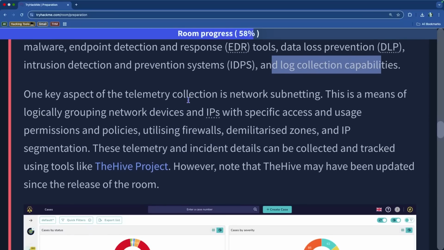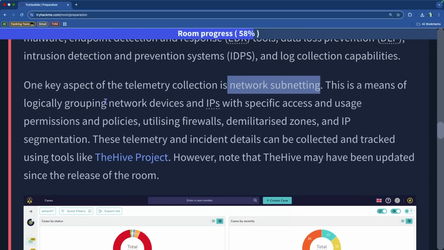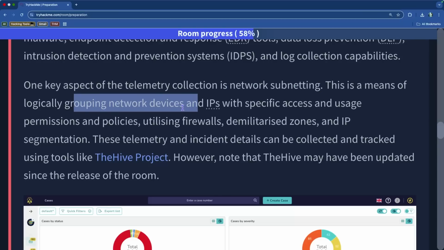And one aspect of this telemetry collection is network subnetting. This means logically grouping the network devices and the IP addresses with specific access and usage permissions and policies, utilizing firewalls, demilitarized zones, and IP segmentation.